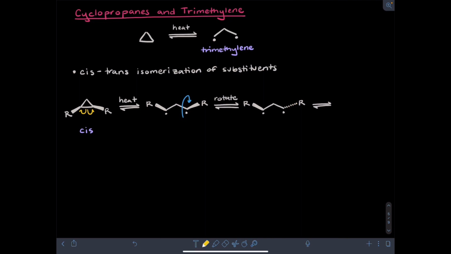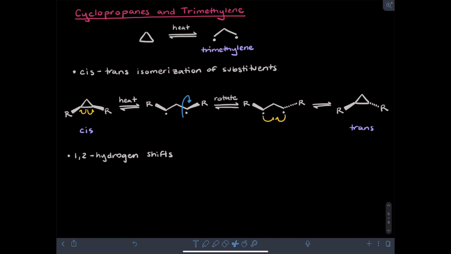And to form the trans product, I could bring these two unpaired electrons together to form a new bond. Forming this carbon-carbon bond in this conformation would form the trans-disubstituted ring.